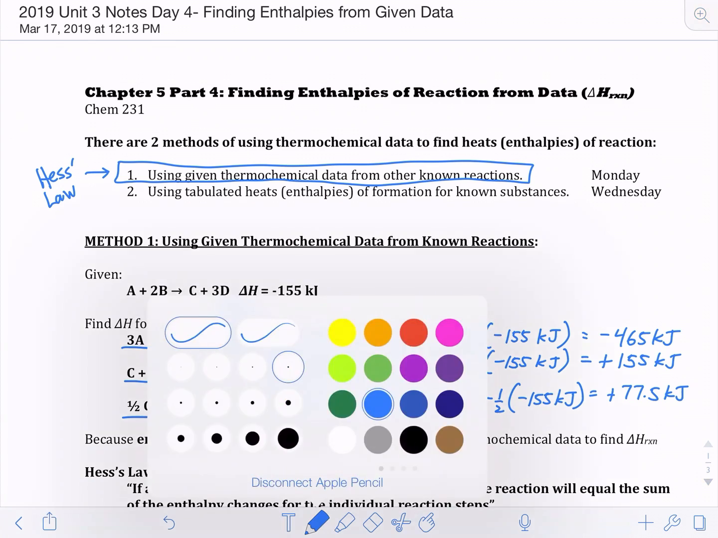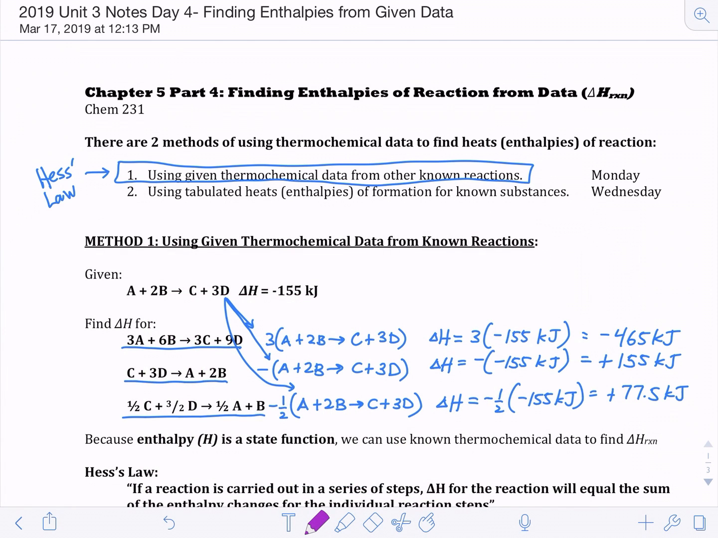Because enthalpy is a state function, which we mentioned briefly last week, we can do this. Because it doesn't matter the steps we take to get there. The change in enthalpy isn't going to be different regardless of how we get there. So we'll start in one place and we'll end in a place, and the delta H will be the same regardless of if we do it in a direct step or we do it in 10 steps. Which brings us to Hess's law.